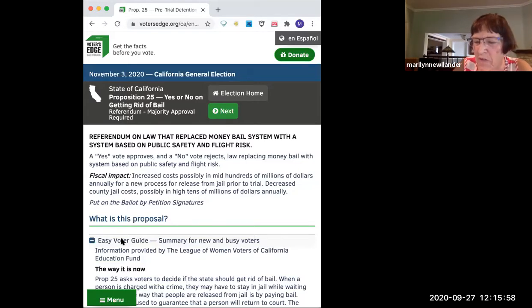If a person is assessed as having a low risk to public safety, that person should be released with no bail required. The things that are considered in this pretrial assessment, if this law passes, would be the seriousness of the criminal charge, the person's criminal history, any history of failure to appear or indication the person would not appear, and other information that would indicate a person's risk to public safety.